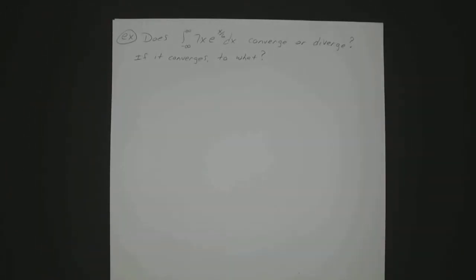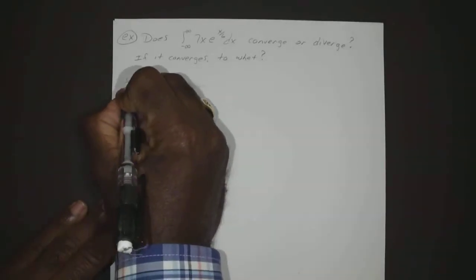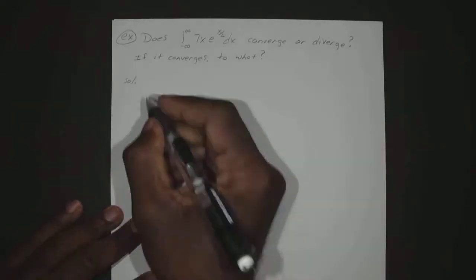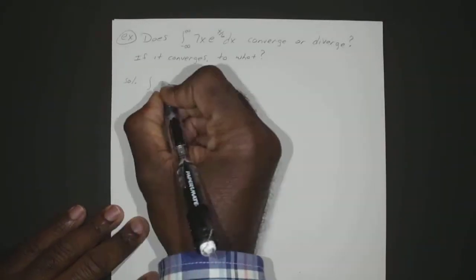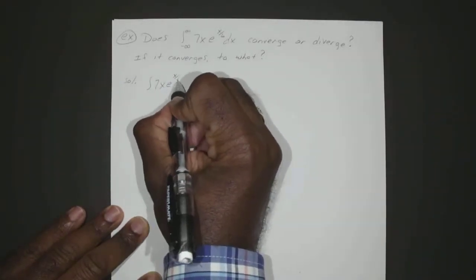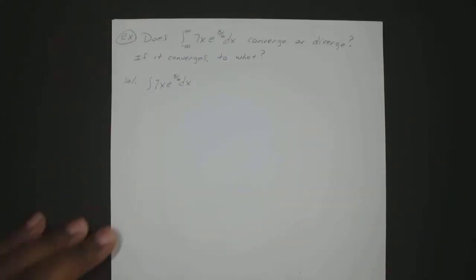Hopefully you started this on a fresh sheet of paper because it's kind of lengthy. Just a heads up. Now with this one, instead of rewriting it first, I'm going to integrate it first, and you'll see why, hopefully. So first, we'll just figure out the integral of 7x e to the x over 6 with respect to x.